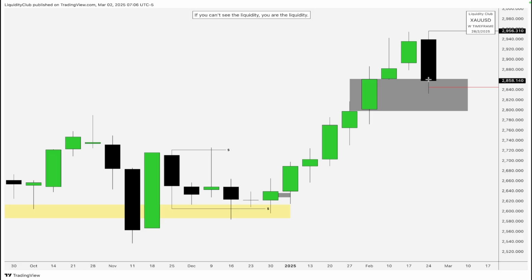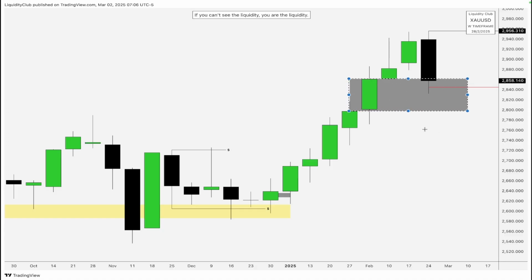So looking at gold, here's the weekly time frame chart. We have this candle this week, which is the high of that Fibonacci gap. We traded into it last week. I actually took some trades going short into that. We have traded into the internal range liquidity right here.